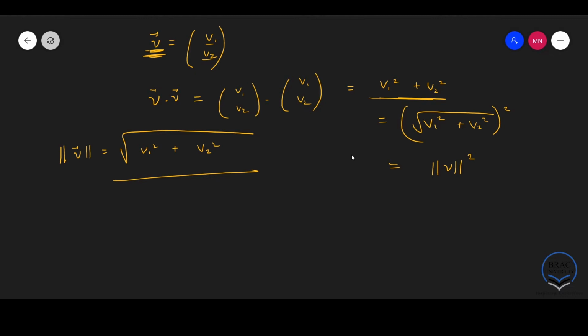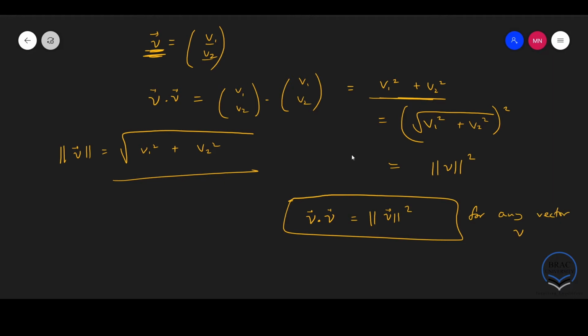So if I consider any vector v, then the dot product of v with itself will just be equal to the magnitude of v squared, right? So we have just shown this, and this is for any vector v.